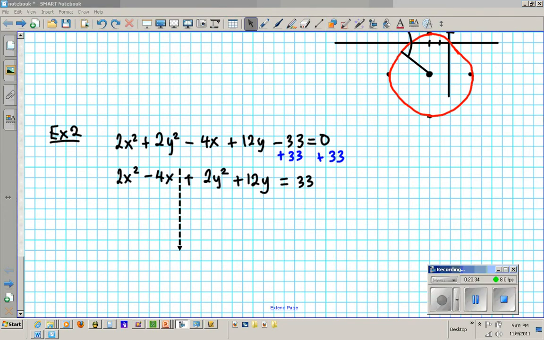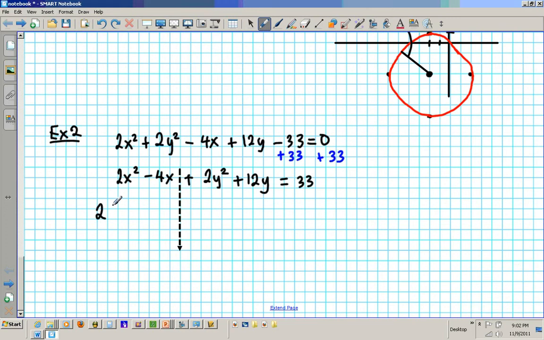Alright, and then now we need to make sure that there are no variables in front of the squares so we can root the squares with ease. So all we need to do is factor out this 2 from the x squared and this 2 from the y squared also. So factor out the 2.